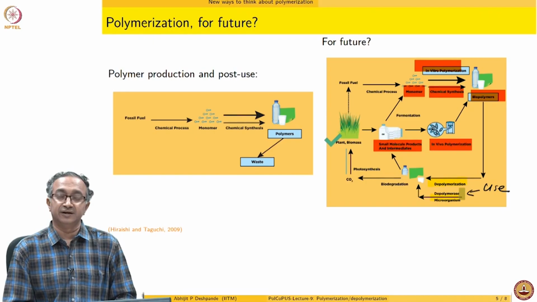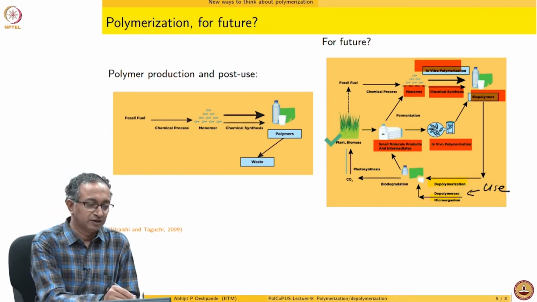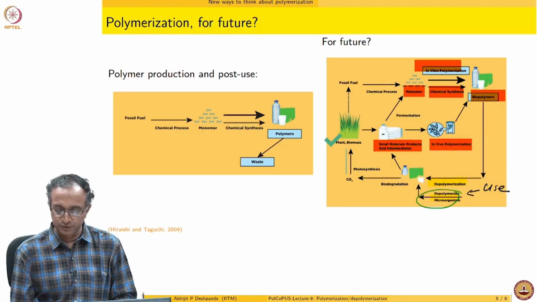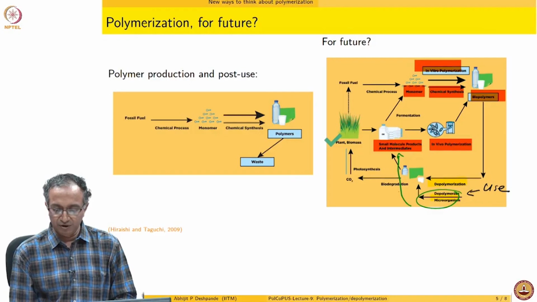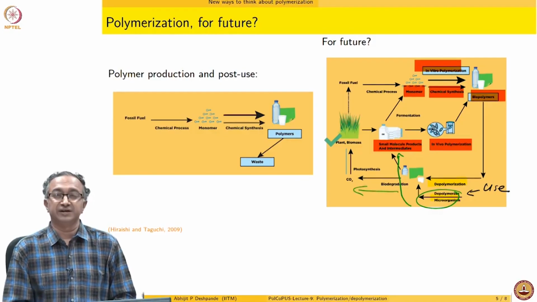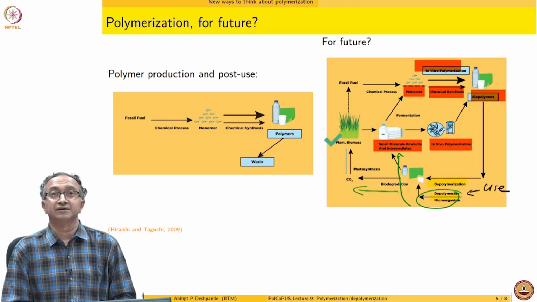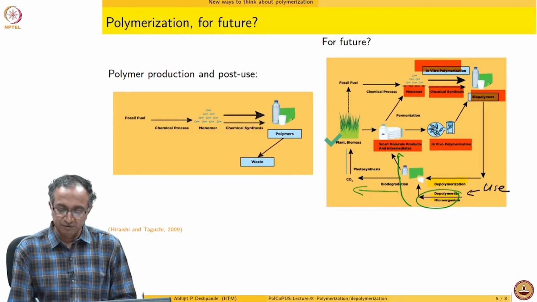And then what we end up with is smaller fragments of molecules. So from using these two, we can again get small molecules, or we can eventually lead to biodegradation to carbon dioxide and water. And of course, this can again be reused. The carbon dioxide can be again photosynthesized to get plant and biomass. Some of the small molecules can again be reused.